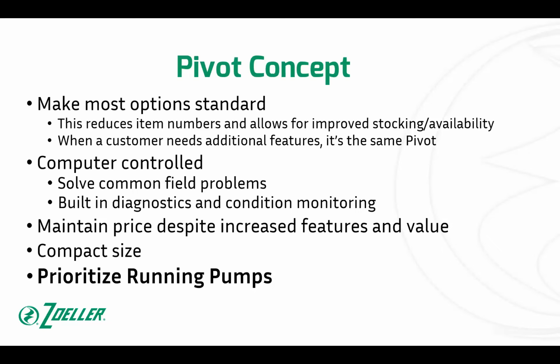Also, by doing this, you're reducing the item numbers. I mentioned before, we went from 3,600 panels to cover our pumps down to about 108. By the time we're all fully developed in the Pivot Pro line, we're going to be probably around 160 or so panels. That makes it really easy.